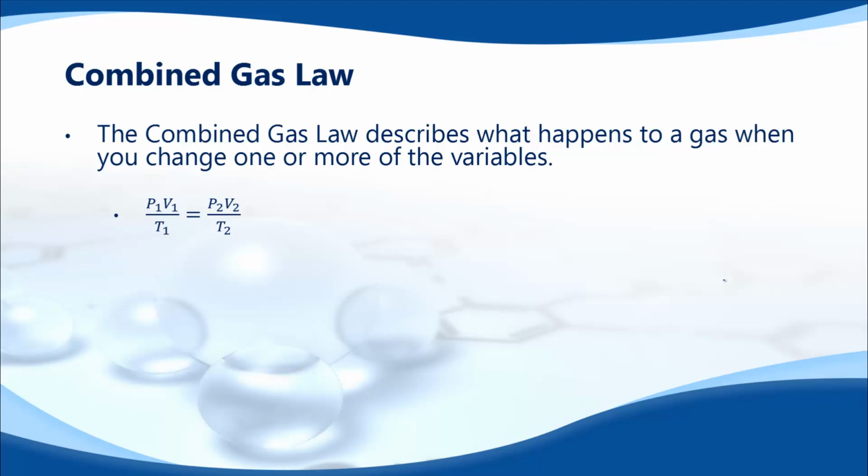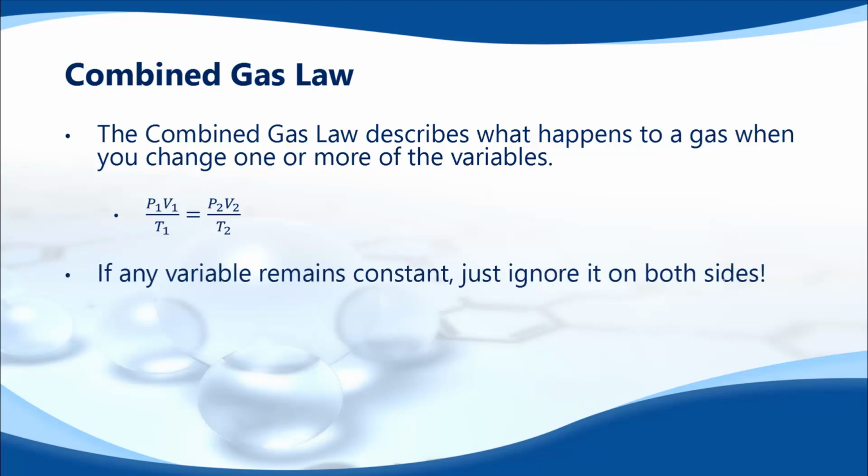So if we change one or more of the variables from a gas, we can figure out what happens to the other variable. Now, the reason why I said you didn't have to know the other three laws is because here's the cool thing about this gas law. If something stays constant, so if it's not mentioned in the problem at all, you just ignore it in this equation, right? So, for example, let's say that temperature remains constant.